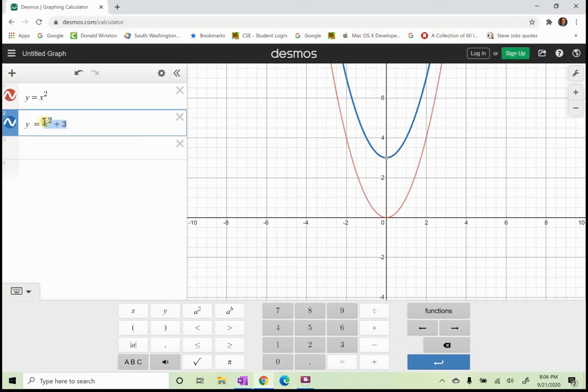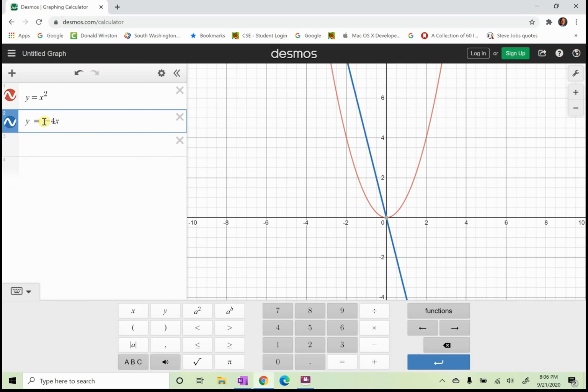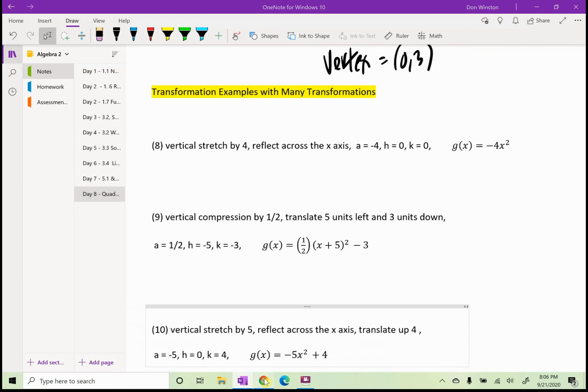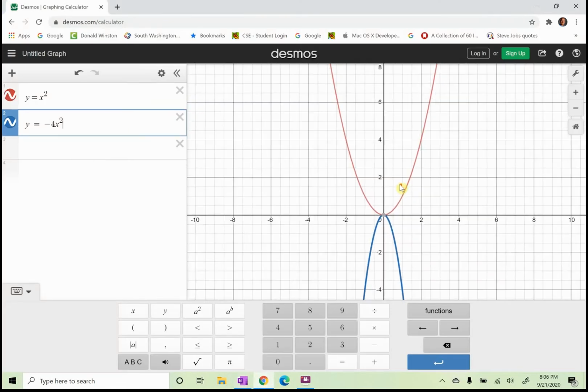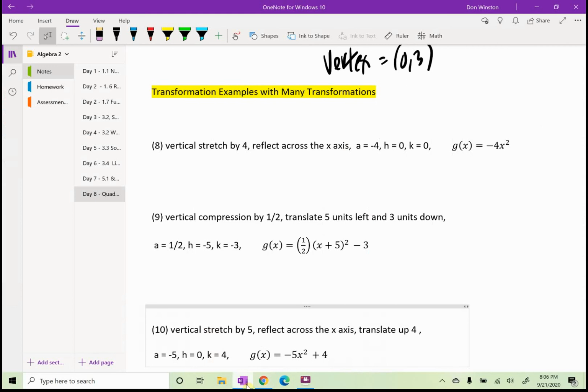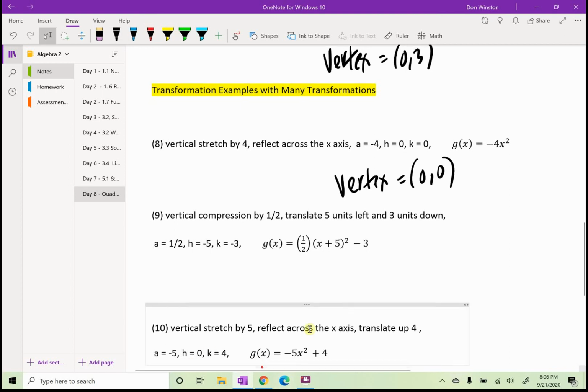So let's take a look at that. Negative 4x raised to the second. Just want to make sure that that was right. Yep, negative 4x squared. So notice, again, it's like we took that red graph, the parent function, we stretched it, we pulled up on it, and then we reflected it. The vertex is still 0, 0. We didn't move anywhere left or right. The vertex still stays at 0, 0. I think you guys are getting the hang of this. Okay, number 9, just 2 more to go.